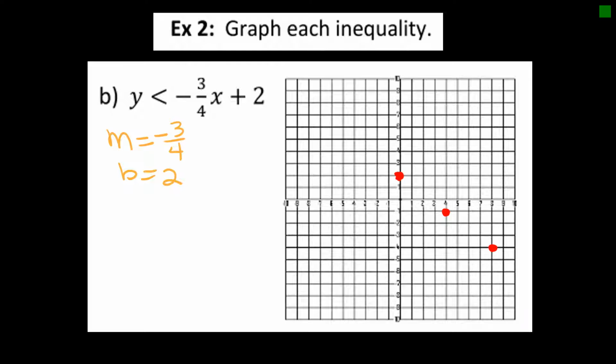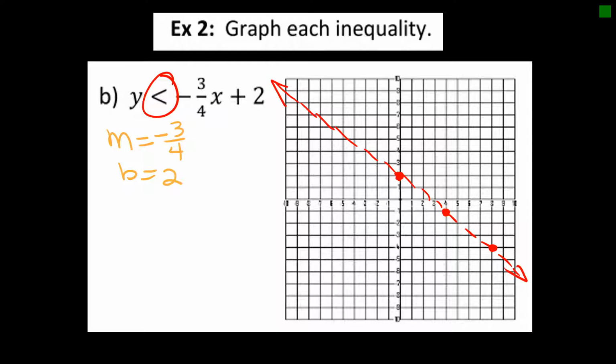Then I have to decide if it's solid or dotted. Well, this less than doesn't have a line under it, so it's going to be a dotted line. So I'm just going to start making a dotted line. Okay, so I've got my dotted line.